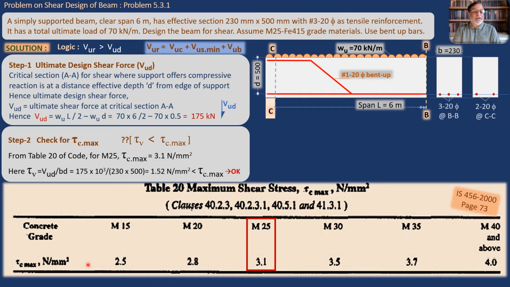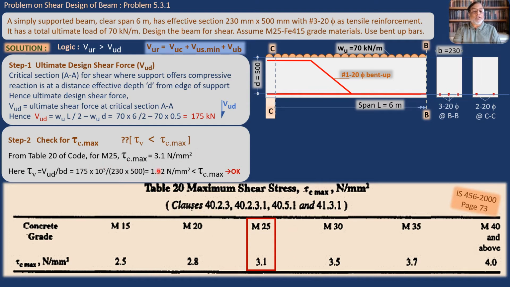It's a simple table in which you have to see the concrete grade that you are using. Let us see what is the concrete grade we are using. You can see in the data we are using M25 concrete grade. So in this table, for M25 concrete grade, you see this tau C max value as 3.1 Newton per mm square. So here we are getting different values of tau C max for different grades of concrete. For us, with M25, this value tau C max happens to be 3.1. So we are taking that value 3.1 Newton per mm square from table 20.